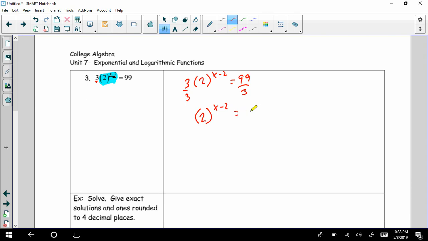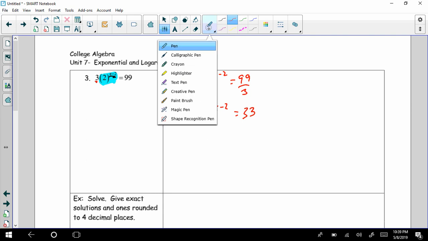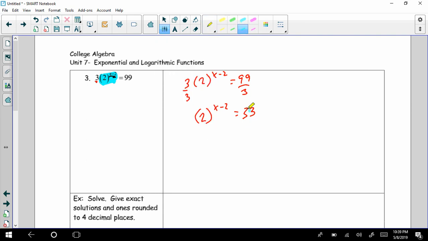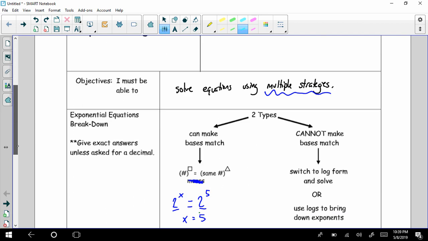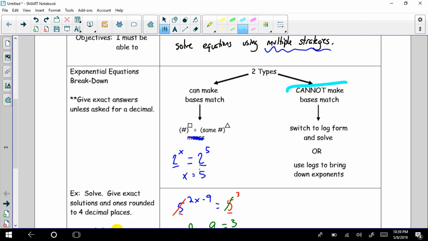is equal to 33. Okay, well, so here we run into a problem because 33 doesn't have any relationship to 2. We can't get them to match at all. And so if we go back here, we are now in our second type of problem. All right, we can't make the bases match. 33 has nothing to do with 2. So we're going to need to switch to log form and solve.